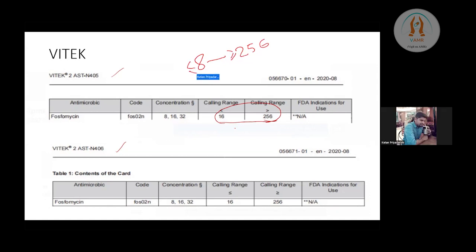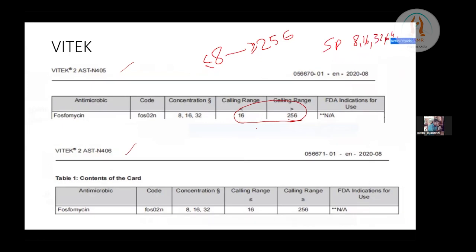This is our range. Yes, this is the range where we will be testing in this study. We'll be testing it in the MIC range of less than or equal to 8 to more than or equal to 256, using 5 plates: 5 plates of 8, 16, 32, 64 and 128. I told you we have 2 reasons for testing in this range.